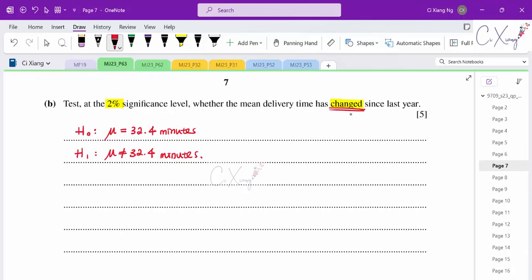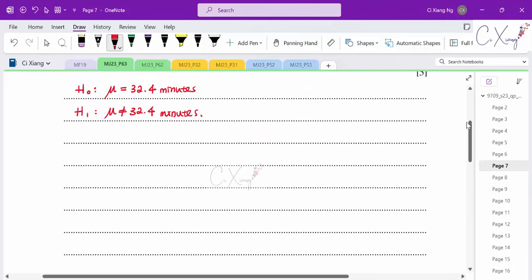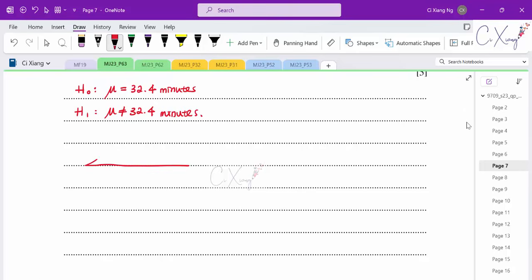To carry out the test, the first step is to write out the null and alternative hypotheses. Since this is a two-tail test, I personally will draw a normal distribution graph to show where my rejection region is. This is a two-tail test, therefore my rejection region will be on both sides, both ends.